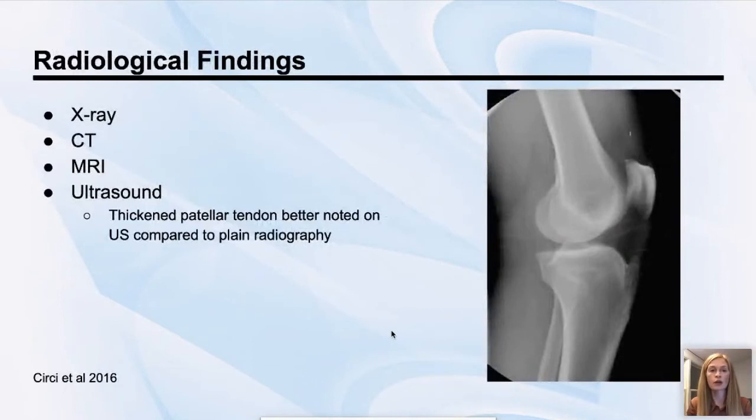Radiographical findings. So to diagnose this, they may use X-ray, CT, MRI, and ultrasound. The thickened patellar tendon is better noted on the ultrasound compared to the plain radiograph. This is an image of a bony prominence over the tibial tubercle of the lateral knee. You can kind of see right down here.